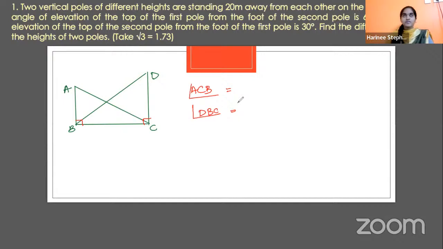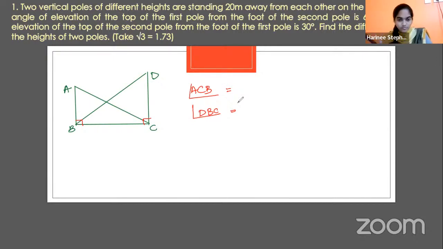Okay, let me ask you, suppose you're in your place and you're looking at some object above you. Now look at the ceiling. So did your angle of elevation increase or decrease? Increase.